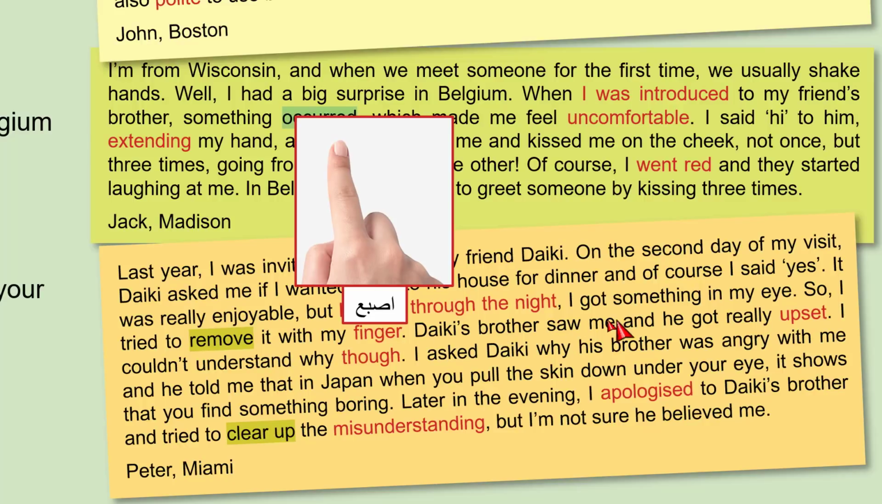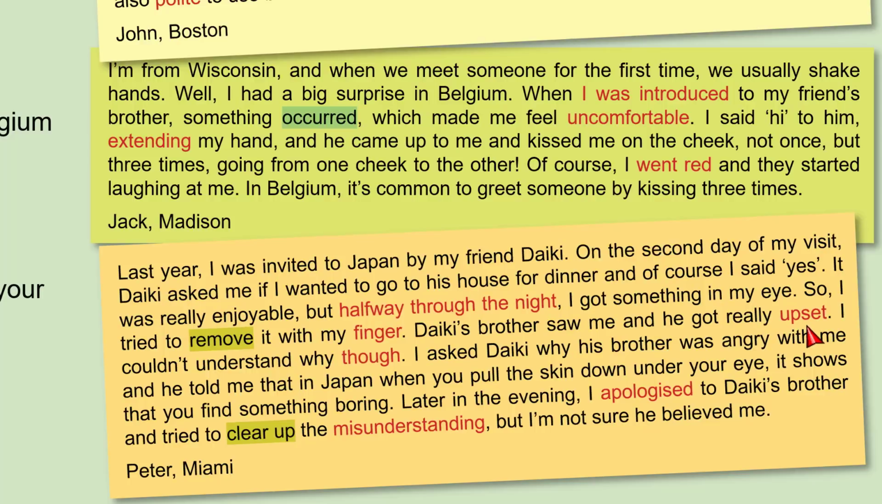Daiki's brother saw me and he got really upset. He was mad. He was unhappy. I couldn't understand why though. Despite the fact that I tried to know, I couldn't. I asked Daiki why his brother was angry with me, and he told me that in Japan, when you pull the skin down under your eye, it shows that you find something boring.